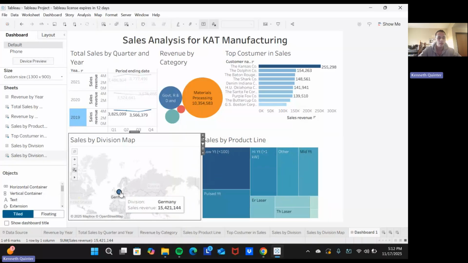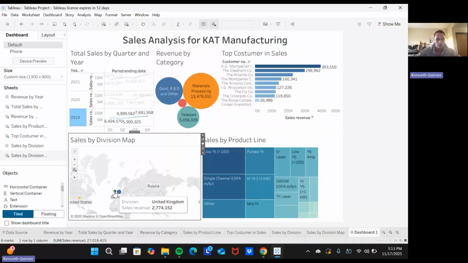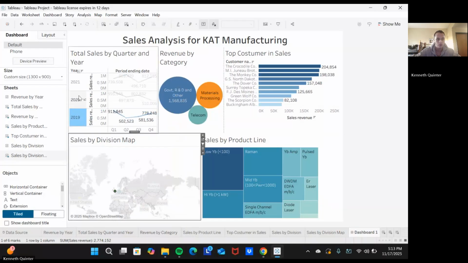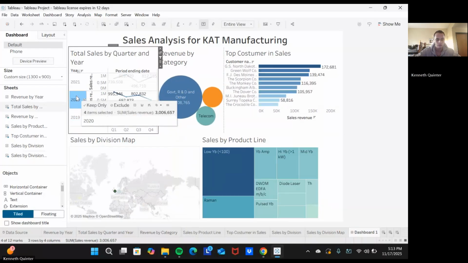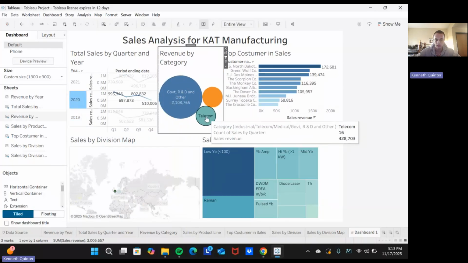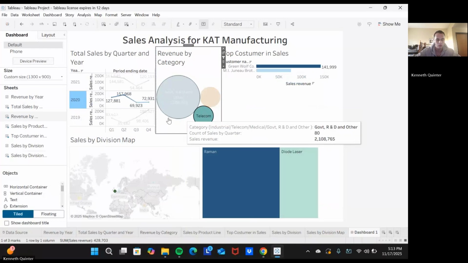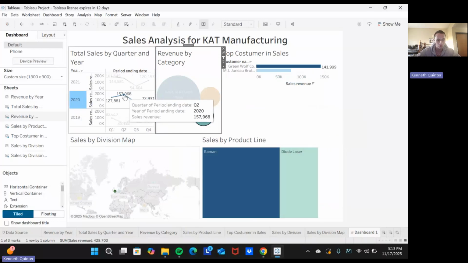Next, in order to find in 2020 which quarter had the highest sales in telecom category under the UK division, I unclick Germany, I click on the UK, I click on 2020, and I also click on the telecom category, and I can clearly see that quarter two had the highest sales, and the sales was $157,968.